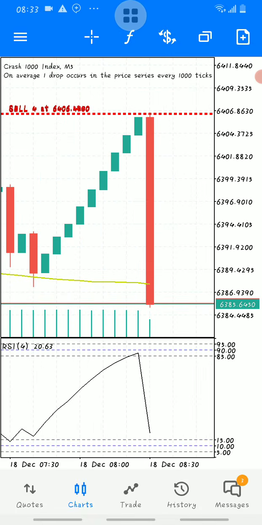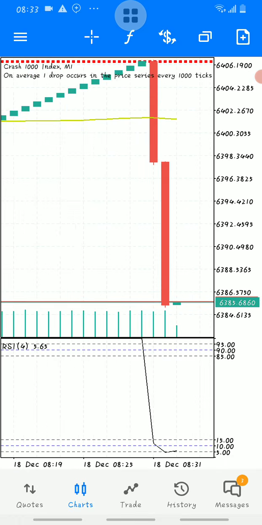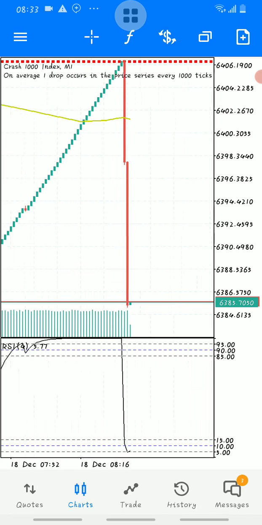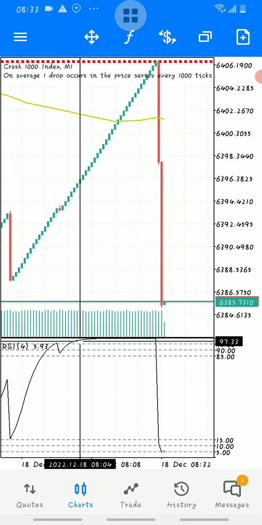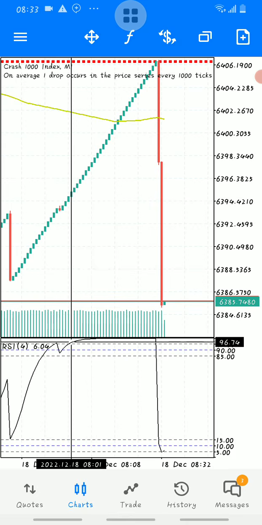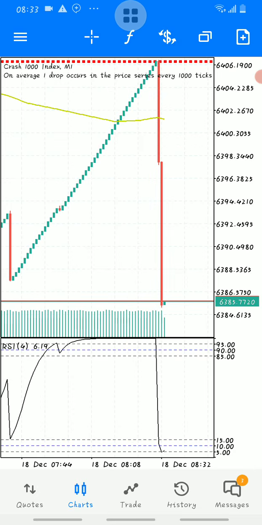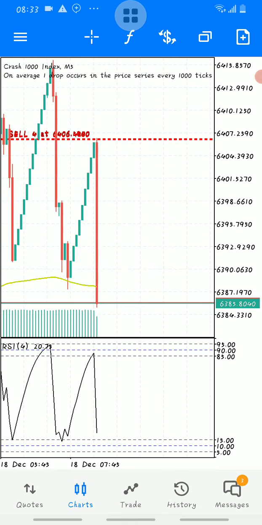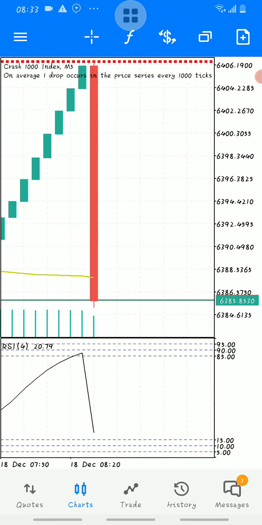Since Boom 1000 and Crash 1000 take a longer time before spikes, you do not use the MACho revenge strategy on a 1 minute time frame. You use it on a 5 minute time frame. Assume you caught the signal from here, you would have had to stay in the trade from this point up to this point before the spike, because Boom 1000 and Crash 1000 give bigger spikes, though their spikes come late. So you use the 5 minute time frame to trade them.